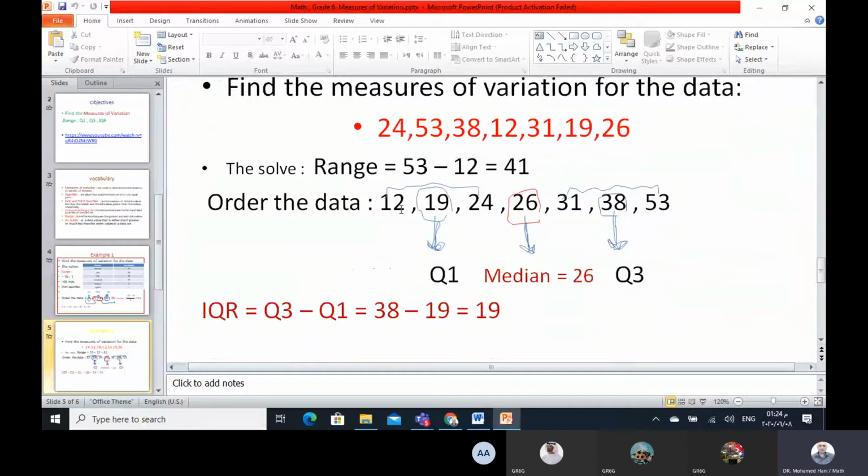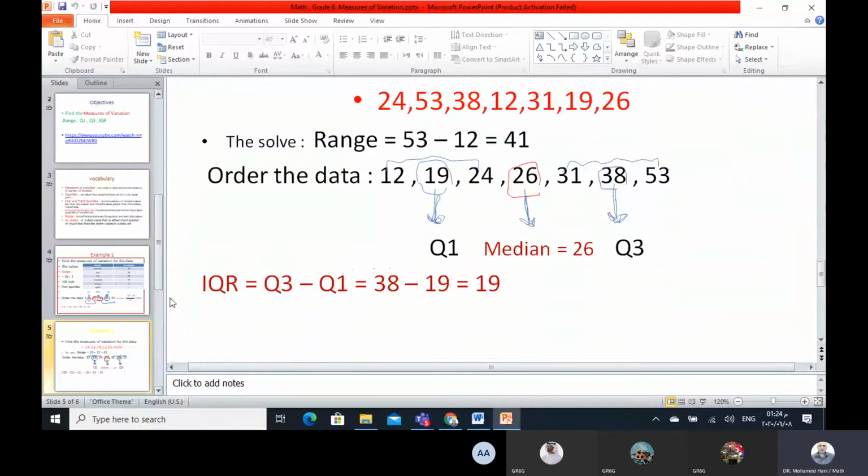In the first set we have 3 numbers. So the number in the middle will be what? It will be the first quartile. And in the second set, we have 3 numbers. The number in the middle will be the third quartile. So now we have Q1 equals 19 and Q3 equals 38. Now I can find IQR, interquartile range, equals Q3 minus Q1 equals 38 minus 19. 38 minus 19 equals 19.